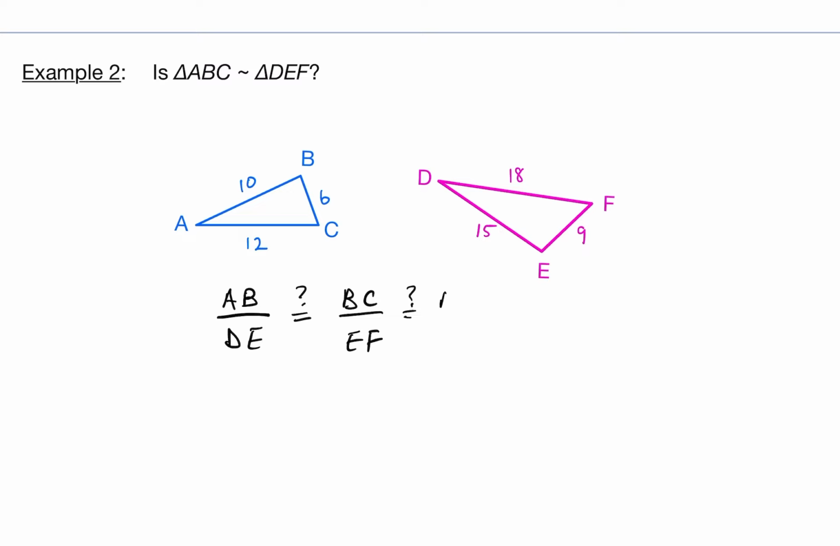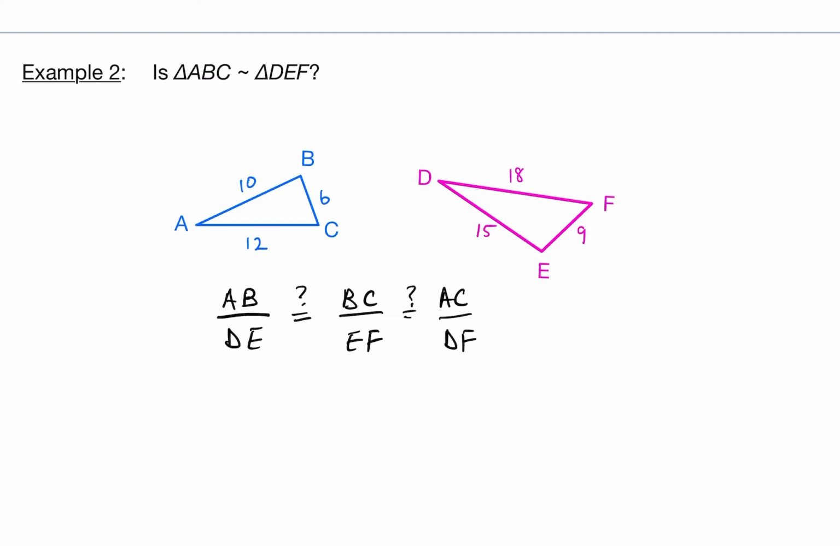AC, which is this AC here, and this is the first and third letters. So we have to compare that to the first and third letters of this triangle, which happens to be DF right here. So is that proportional to DF?